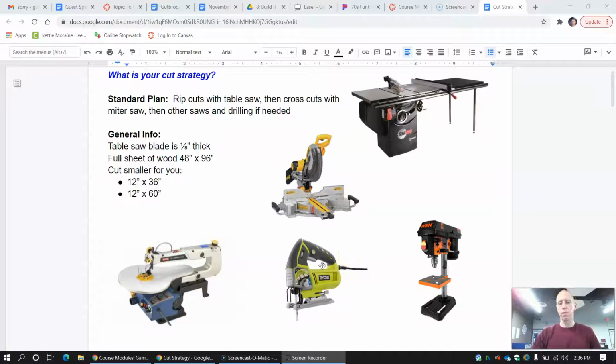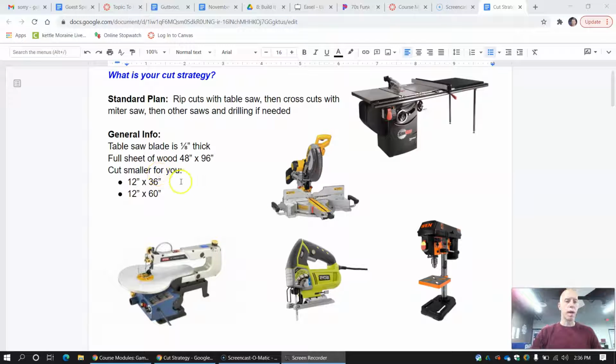Maybe you're cutting a circle out of them, or you have to drill some holes. Again, we start with the table saw and work our way down to the miter saw, and then the scroll saw or jigsaw if we have some curvy shapes, and then the drill press if we have to drill holes, and so on. Some other things to consider: when we're cutting with this table saw, that blade is an eighth inch thick. If I remember correctly, the miter saw is the same, and these blades have thickness as well.